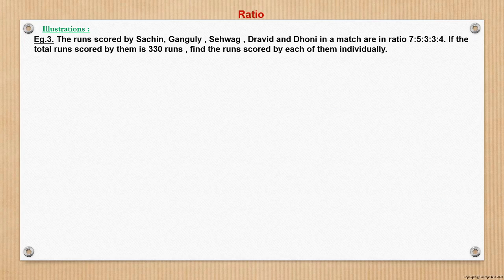Another question. Here it says that the runs scored by Sachin, Ganguly, Sehwag, Dravid and Dhoni in a match are in the ratio of 7 is to 5 is to 3 is to 3 is to 4. If the total runs scored by them is 330 runs, find the runs scored by each of them individually. Now we'll take the ratio approach.